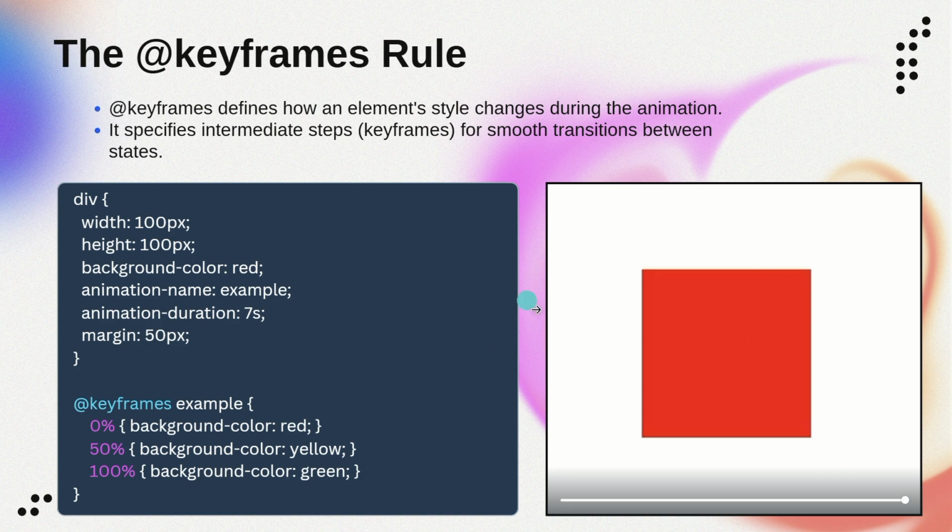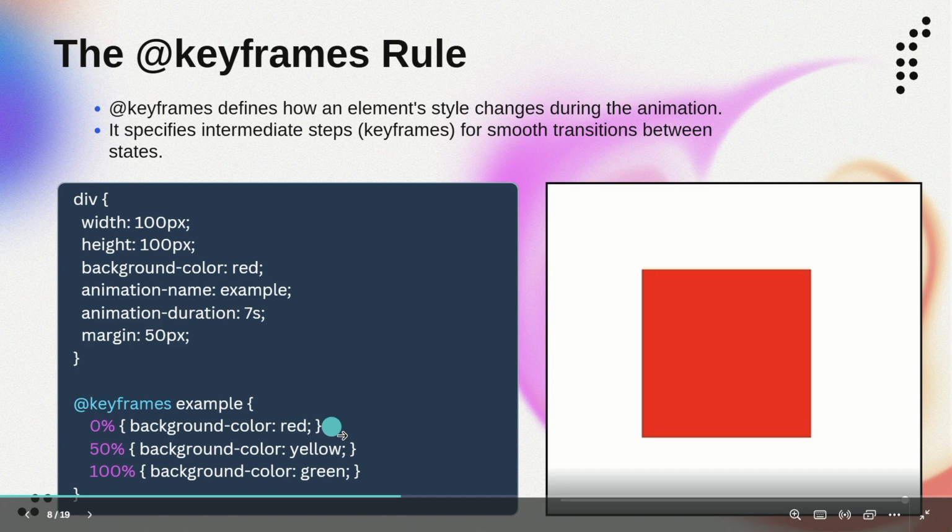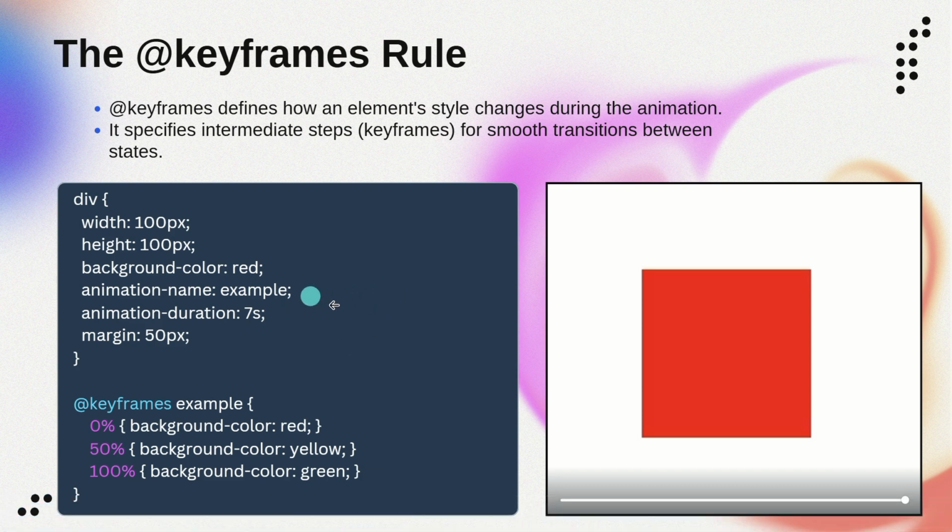As you saw, this box changed colors with different timeline. At 0% it was red, at 50 yellow, and 100 green. We have used properties like animation name and duration in this example. Let's move forward.